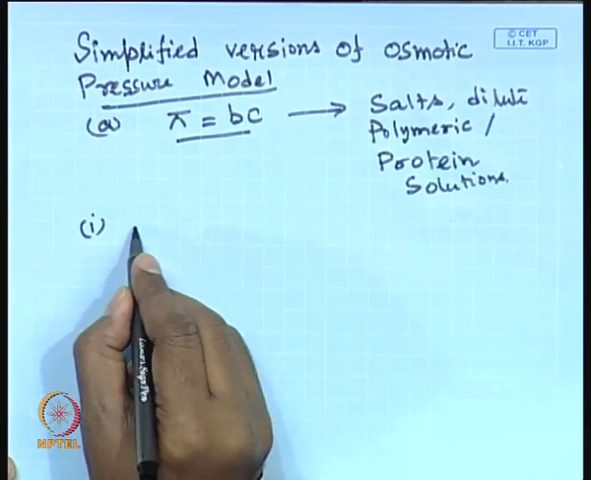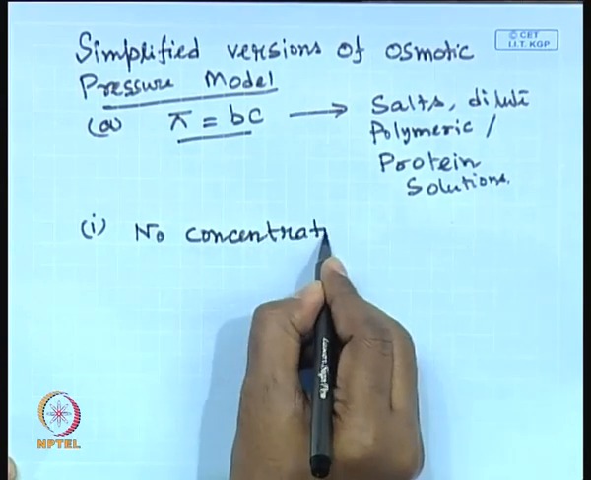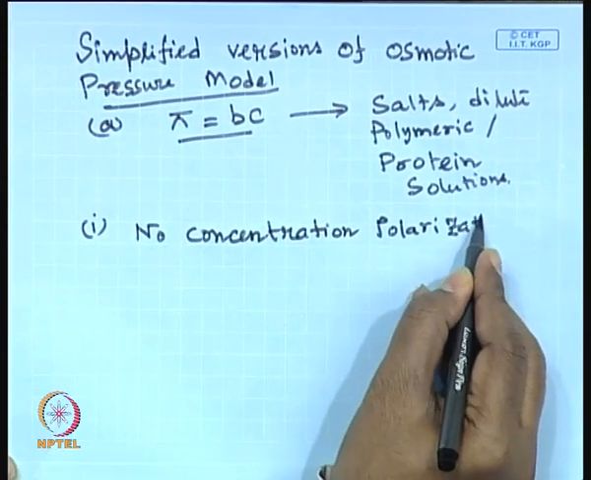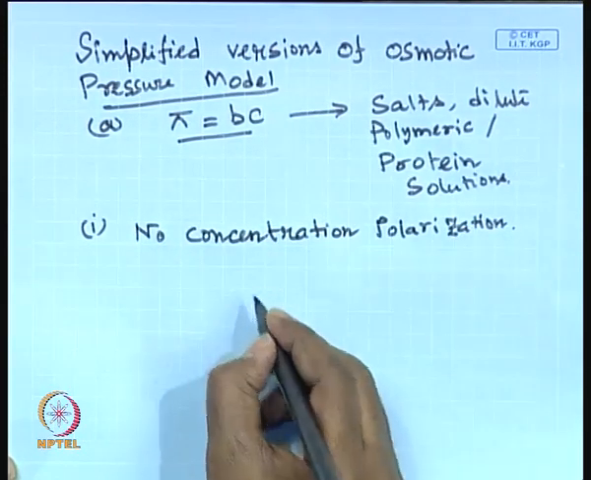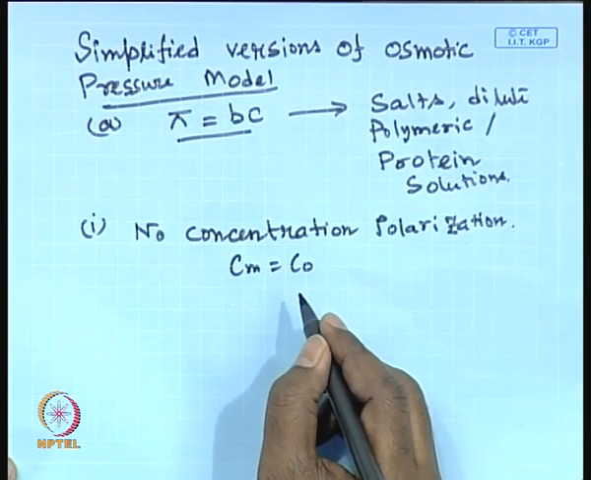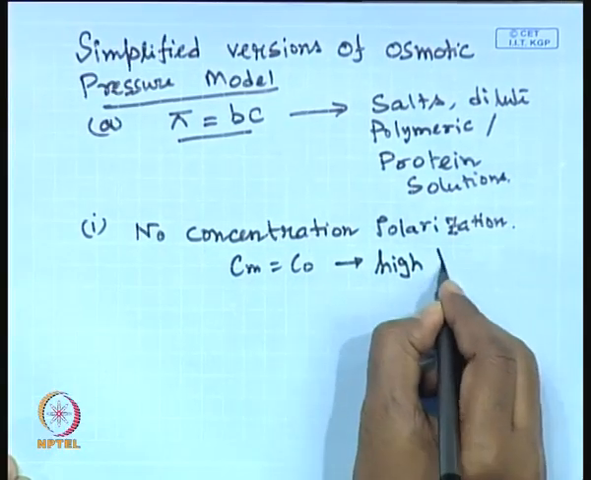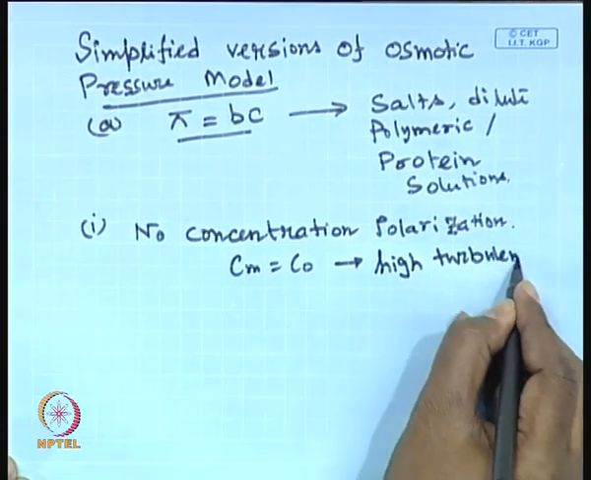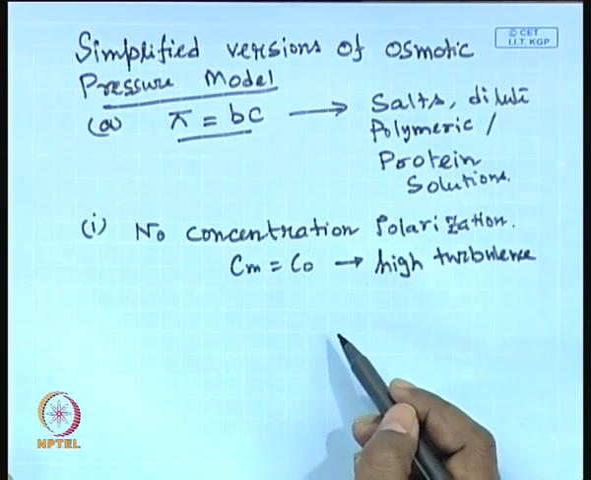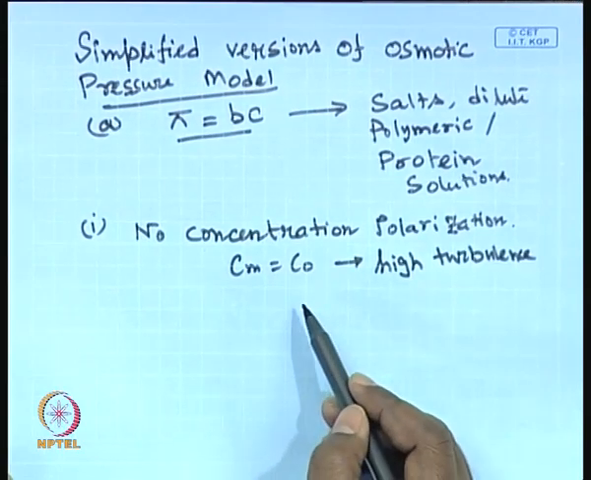The first case is no concentration polarization. When can that happen? That means Cm is equal to C naught. That can happen when you have very high stirring speed or turbulence in your feed channel. In this case, the concentration is so uniform in the feed chamber that there is no polarization. The concentration of the solute throughout the feed chamber is always C naught.